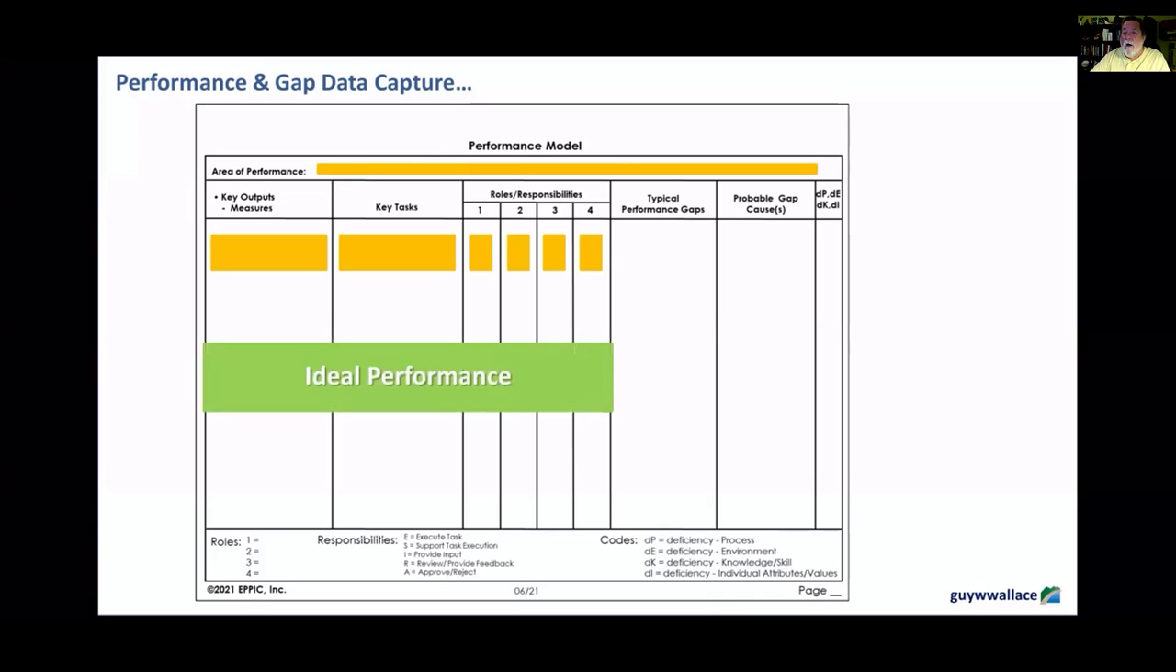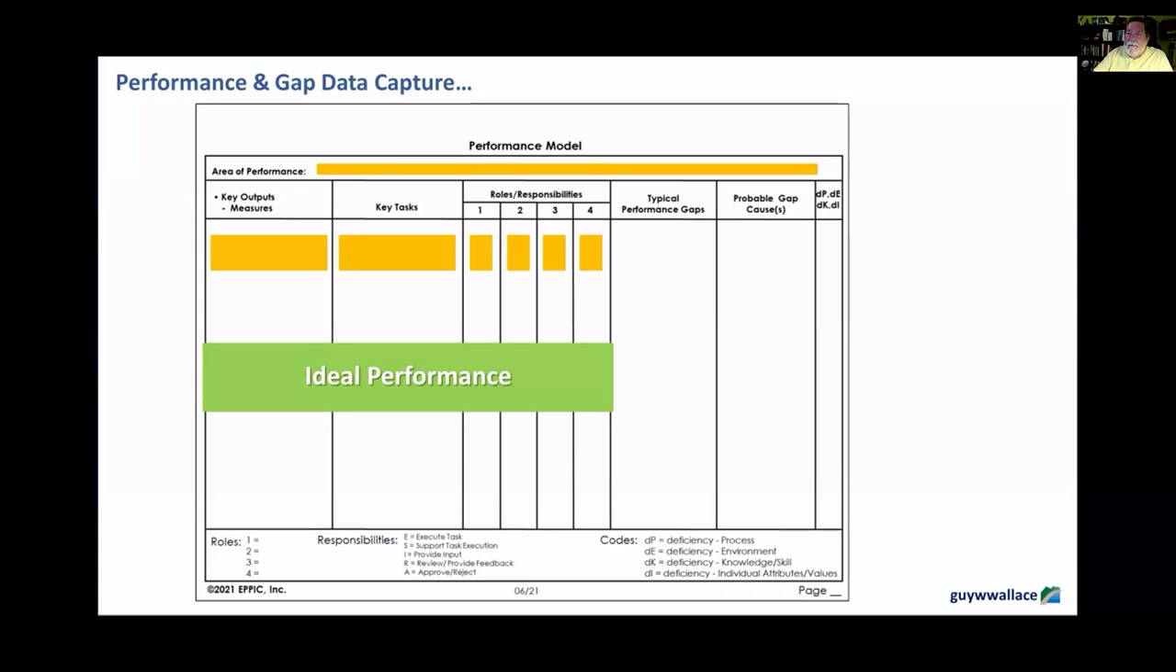That data I call the ideal performance. If I'm dealing with a bunch of master performers and capturing that data, and I've got top performers and they argue it out, and we all come to consensus on what's the output, how is it measured, what are the tasks, who's doing what, that's ideal performance. That's what we would want to train or instruct other people on how to do it so they can perform at a level of mastery.